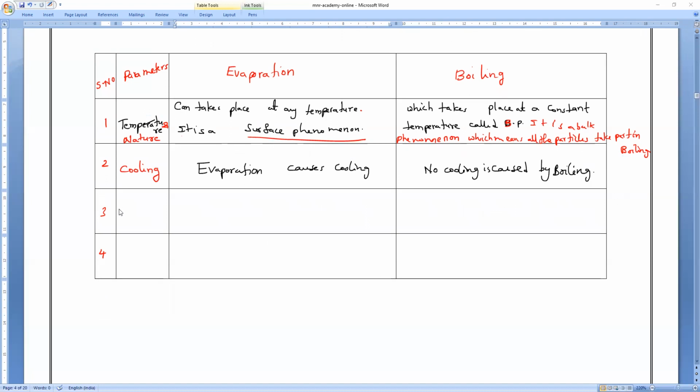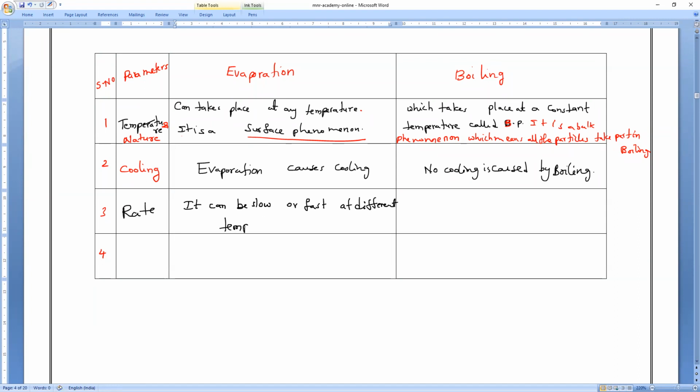Rate. Which is a fast process? Rate means speed, guys. So it is a faster rate which will decide what? Evaporation can be different. Sometimes it will be faster, sometimes slower, based upon the temperature. So slow or fast at different temperatures. Am I correct, guys?